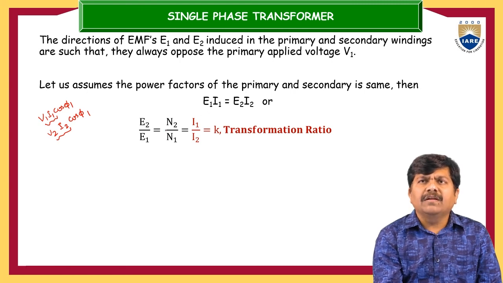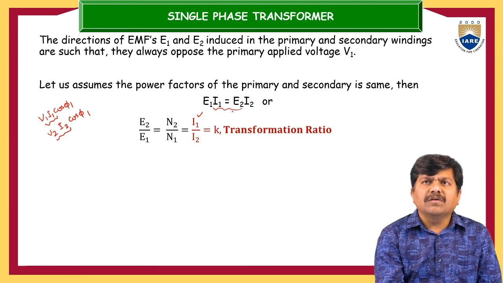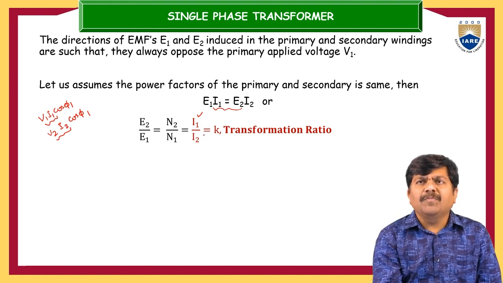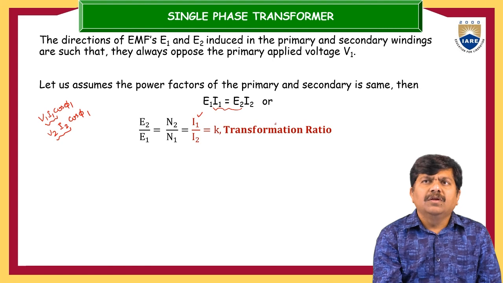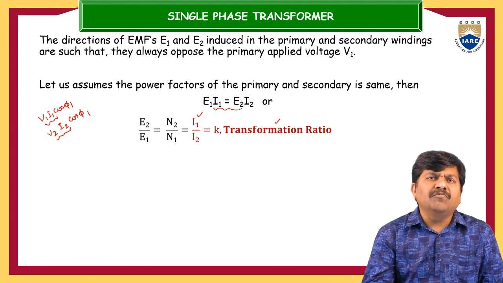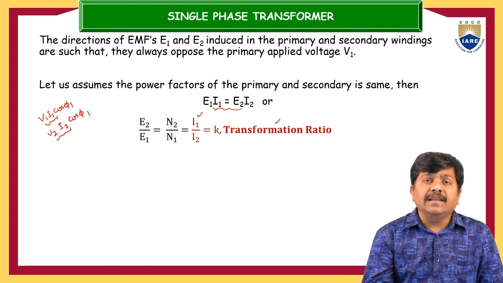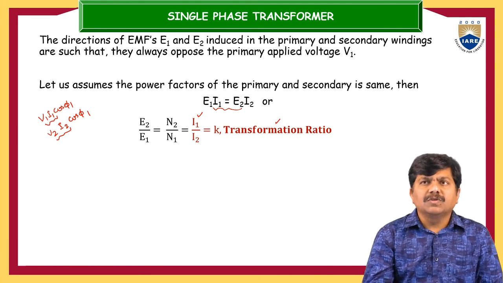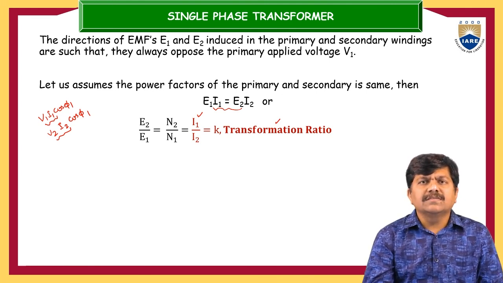So if you simplify this expression, E2 by E1 is equal to N2 by N1 is equal to I1 by I2. Now this is a very, very important point. E2 by E1 is equal to N2 by N1, we have already solved this, and if we rearrange this simple expression, E1 to E2 is equal to I2 to I1, or taking the reciprocal, E2 by E1 is equal to I1 by I2. That is the transformation ratio. This transformation ratio is very, very helpful for us in solving and in designing the transformer also. That's why this transformation ratio is very, very important.